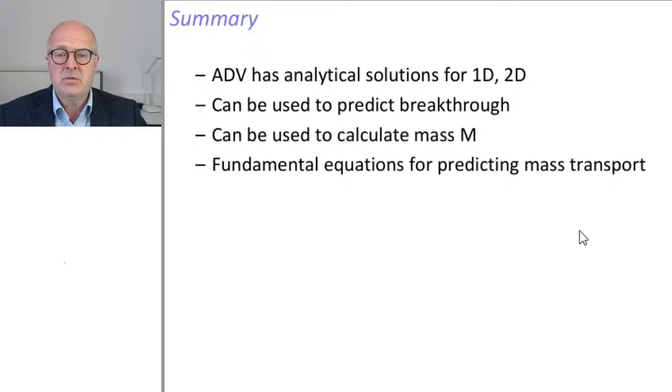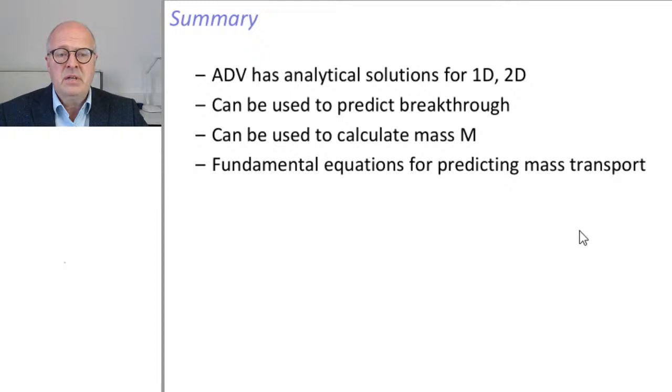For 3D, you need to do numerical modeling. Usually 3D is used for lakes, estuaries, oceans. 2D is used for groundwater, so this is your job. 1D is used for rivers, it's the job of hydrologists, sometimes also yours.